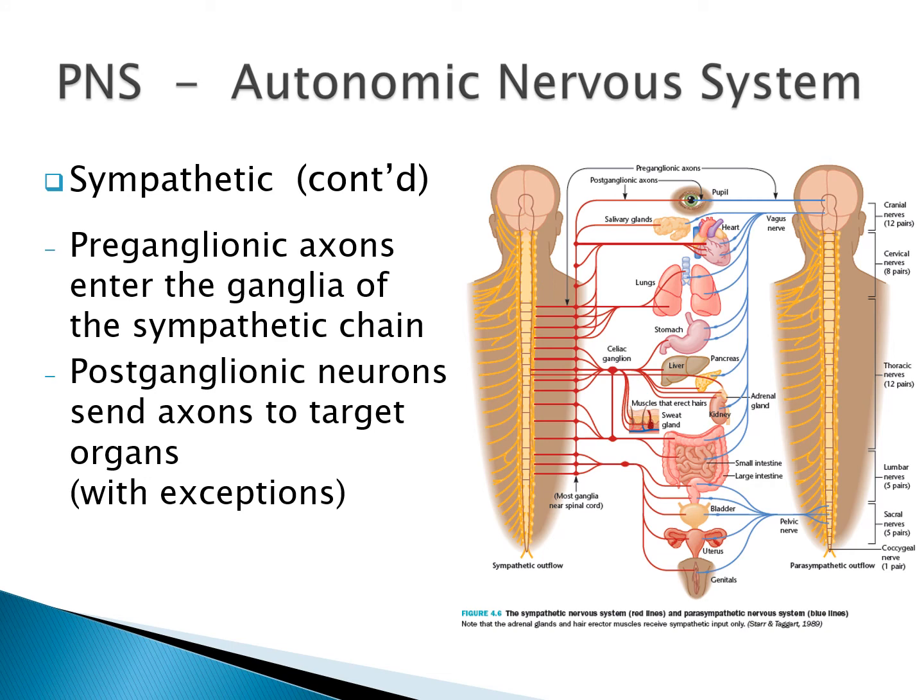This picture really shows those chains of ganglia. If you're looking at the red lines in this, and those little dots are ganglia, or our neuron cell bodies, they are close to each other, in this kind of chain right outside of the thoracic and lumbar areas of the spine. We have preganglionic axons entering the ganglia of the sympathetic chain, which are just the neuron axons bringing information to those cell bodies, and then postganglionic axons are sent to communicate to the target organs, with some exceptions. You can see some neurons in between.